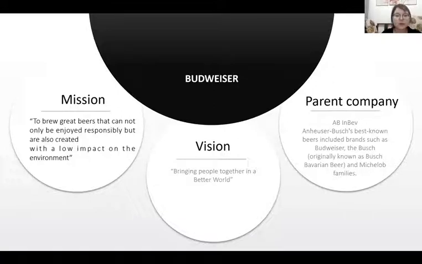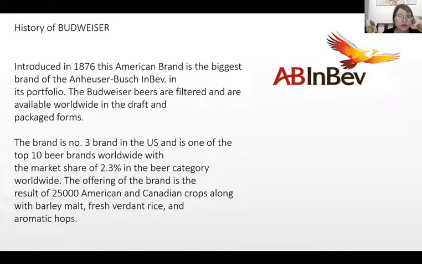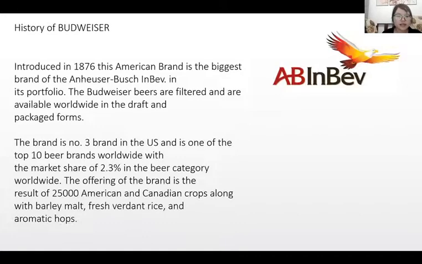Secondly, the vision of Budweiser is bringing people together for a better world. Last, Budweiser's parent company, ABI, owns beer brands such as Budweiser, Busch, and Michelob family. Now let's look at the history of Budweiser. Introduced in 1876, this American brand is the biggest brand of ABI.